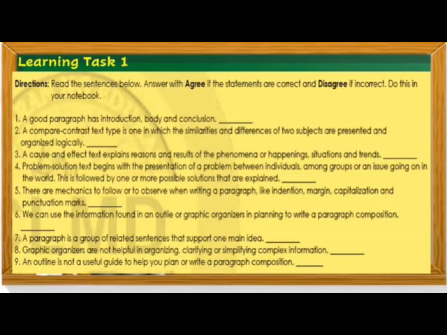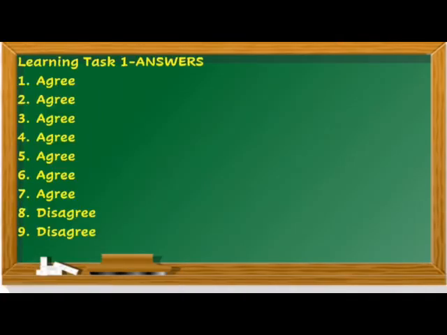So for now, we have here learning task number 1. You just have to write agree if the statements are correct and disagree if incorrect. Do this in your notebook. A good paragraph has introduction, body, and conclusion. You just write your answers on the blank or in your notebook or on your paper. Agree or disagree. And we have here the answer for learning task number 1. You can just pause the video so that you can get the answers.